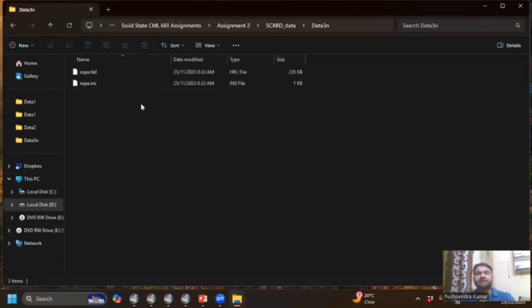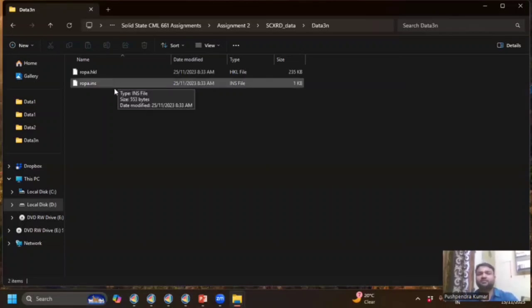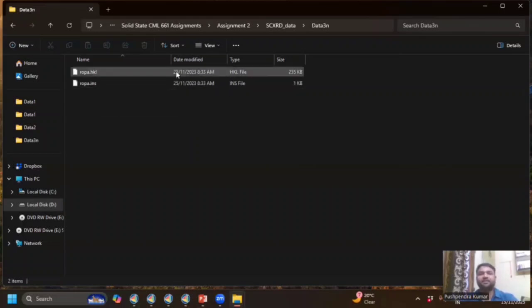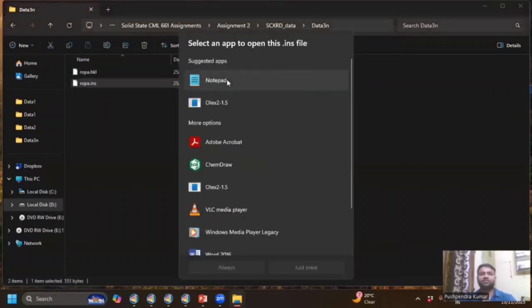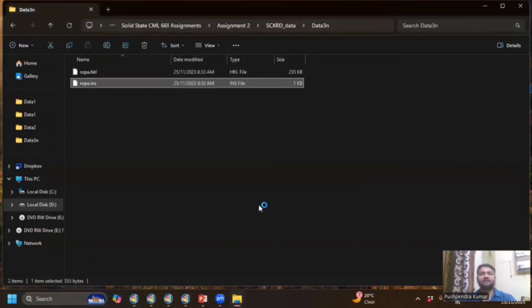So basically, in the single crystal XRD data, there are two types of files in all three different compounds. The first one is the ins file, the instruction file, and the second one is the HKL file. So let's open the ins file and see what is given in this file. We open this instruction file using Notepad.